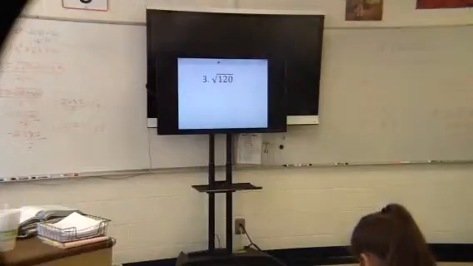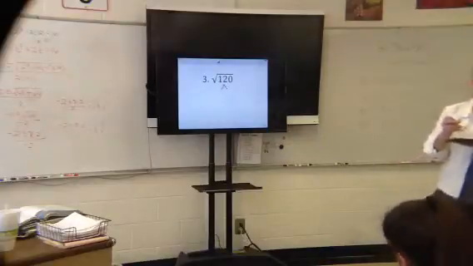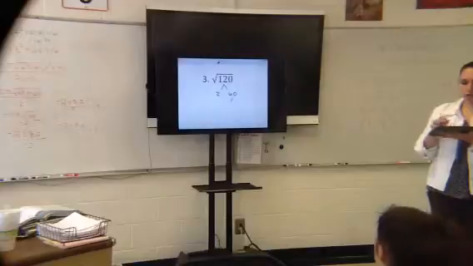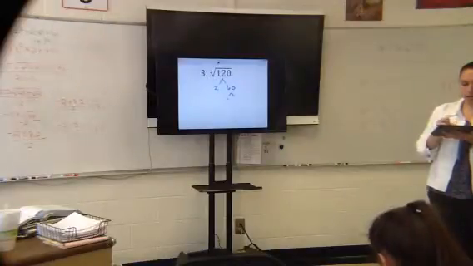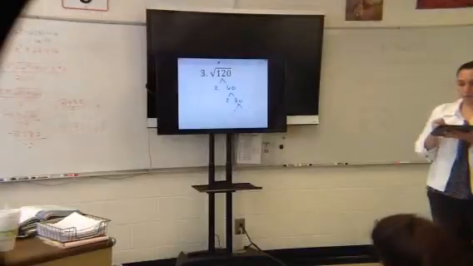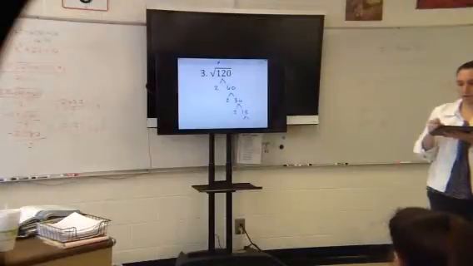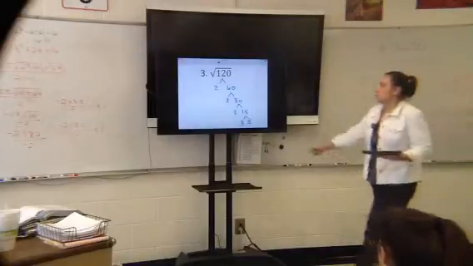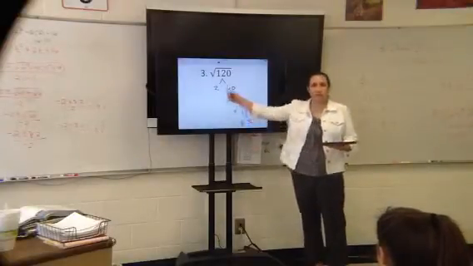Okay, let's go ahead and start talking about this. All right, 120. Kevin, what'd you break it into to start with? 2 and 60. Okay, then where'd you go from there? 2 and 30. Then where? 2 and 15. And 3 and 5. Okay? Now, you could have broken it down a different way. This is just one of many. But you should have 3 2s, a 3, and a 5 at the end if you did it right.